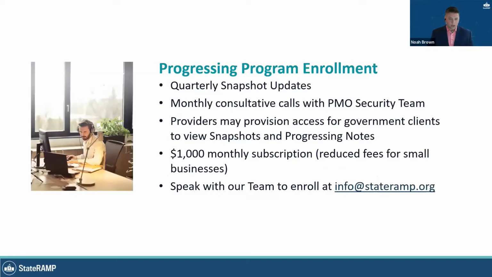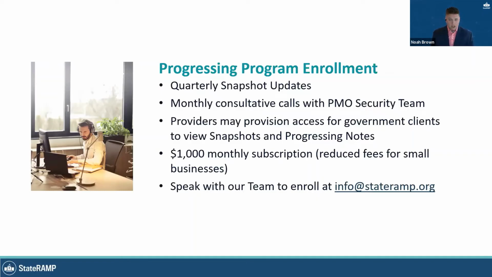The progressing program allows quarterly snapshot updates. So once a quarter, especially if you are looking to bid on a solicitation, you're able to provide that initial score and then show quarterly your progress. It also includes monthly consultative calls with either myself or someone on my team to help you on a monthly basis improve your score and implement those critical controls, those things that you can do that are really going to increase the maturity of your product and your cybersecurity status.